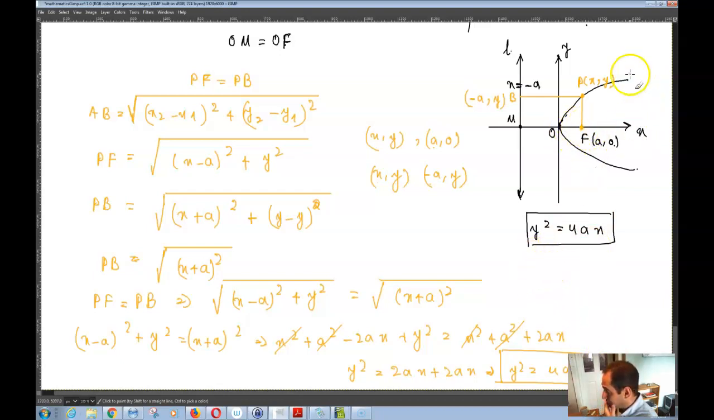By this construction we agreed on the fact that a is greater than 0. You need to be careful about that because we are going to use it.